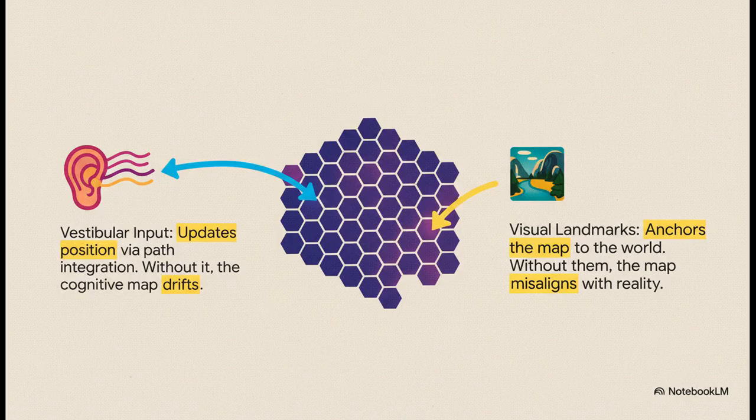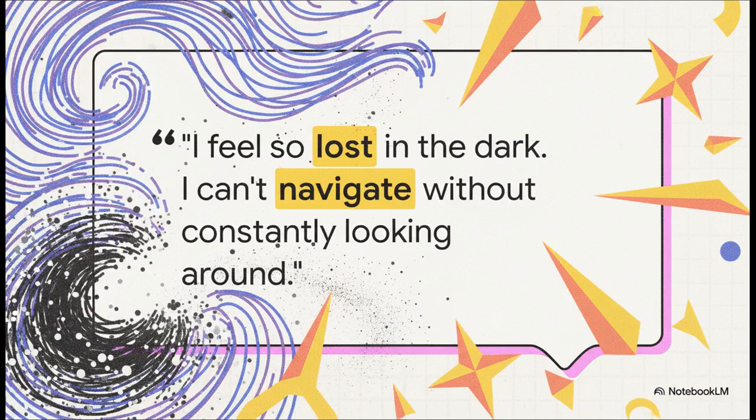Now, for this grid map to actually be useful, it has to be stable. And that stability hinges on two different inputs. It needs vestibular input to do that path integration we talked about, to update your position on the map as you move. But, and this is key, it also needs visual landmarks to anchor the map to the real world and to correct for any drift that builds up over time. This dual dependency, that is the absolute key.